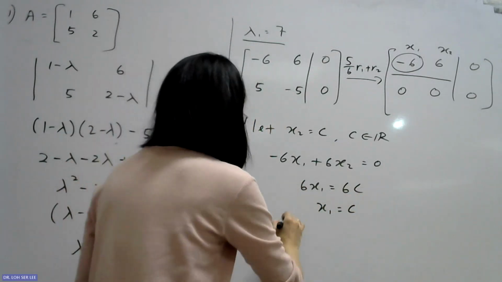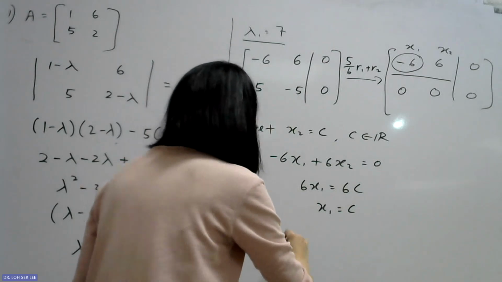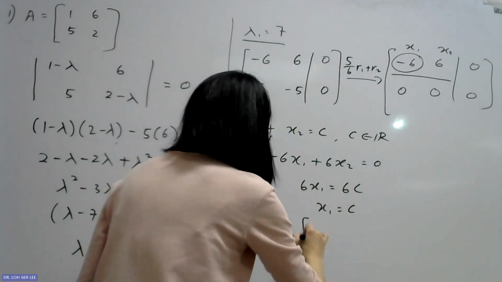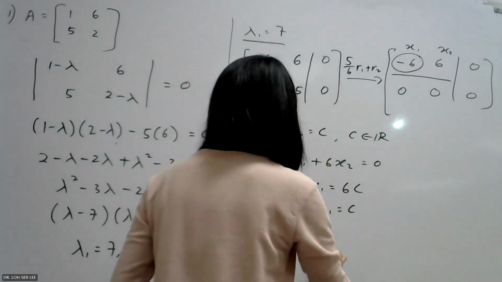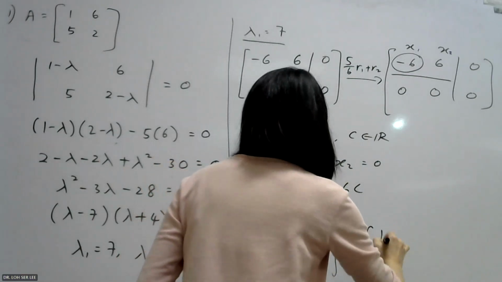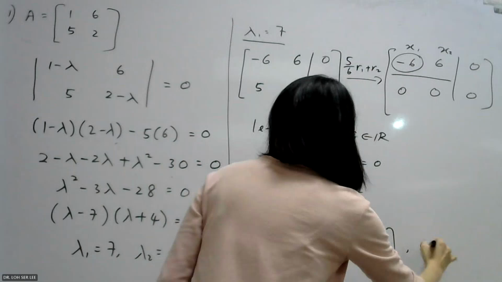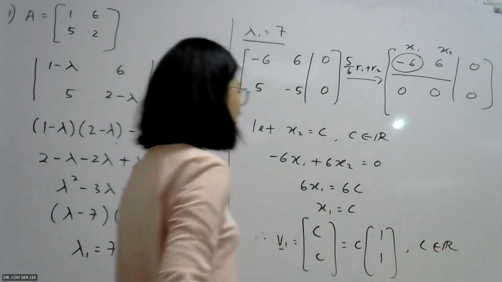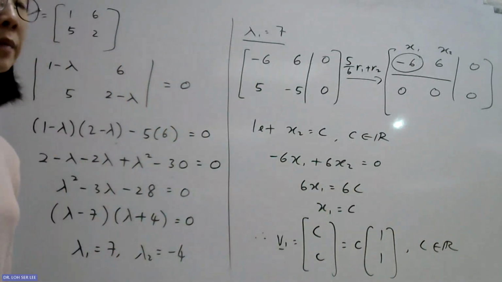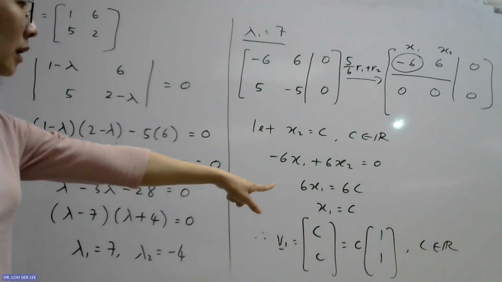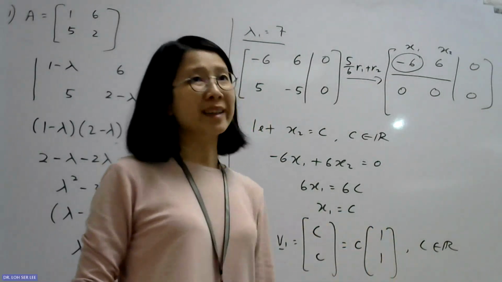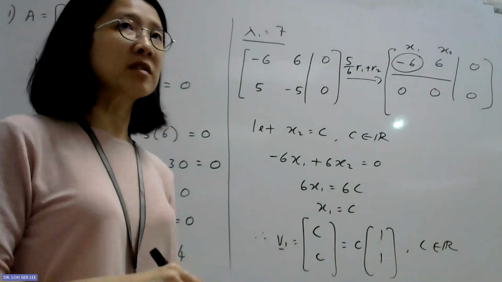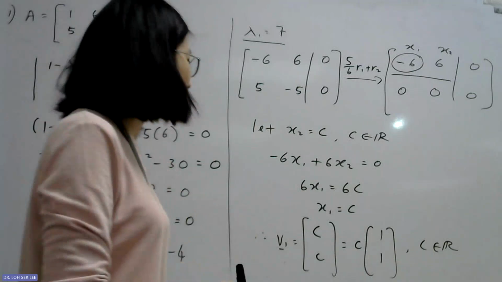Then your V1 is x1, x2. This is your V1. This is actually what we want, the largest magnitude is 1. So we just let C be 1, then we get our V1.